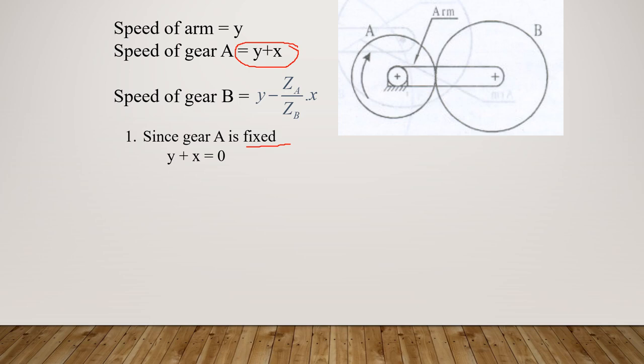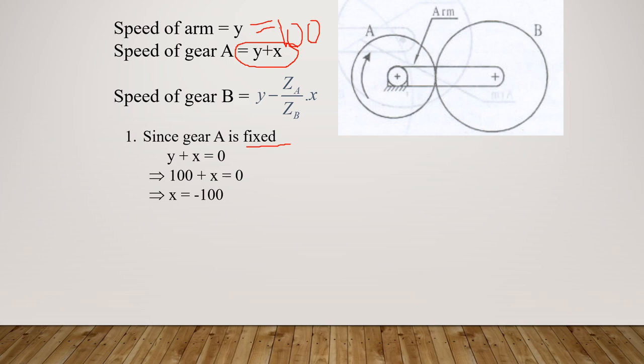Solve this expression. What is the value of y? What is the speed of arm? That is given as 100. So y is equal to 100. Substitute that 100, you will get the value of x. X is minus 100 here. So you got the value for x.